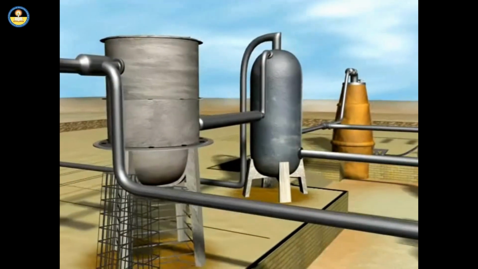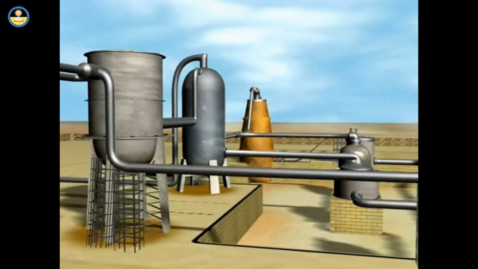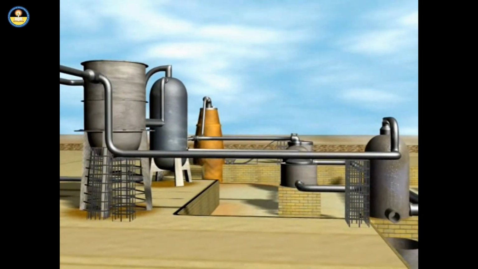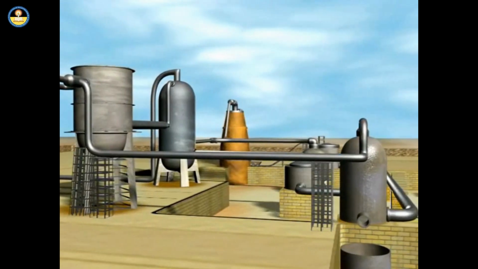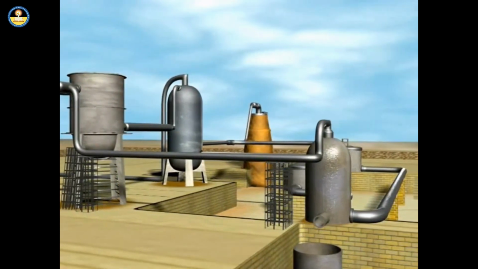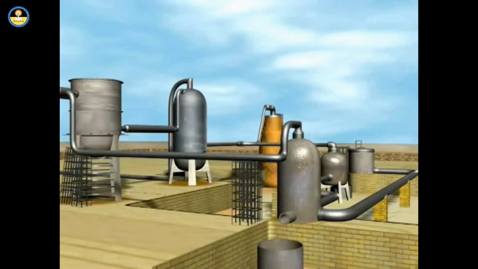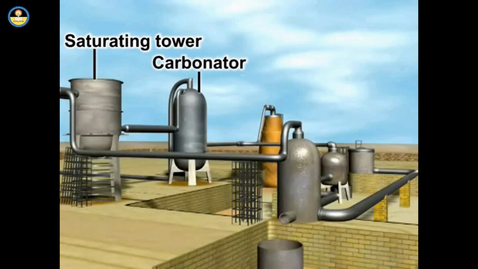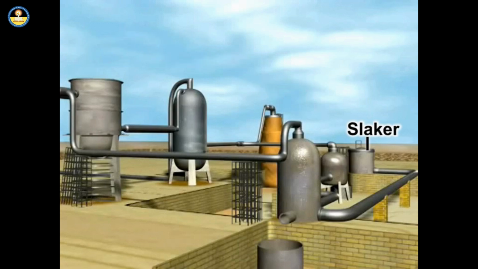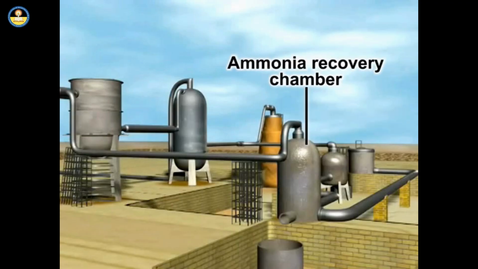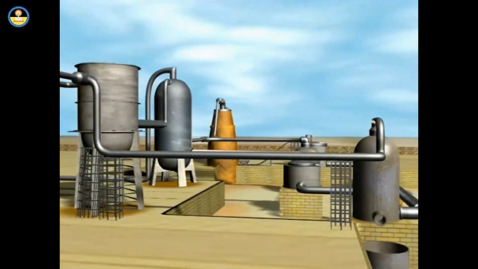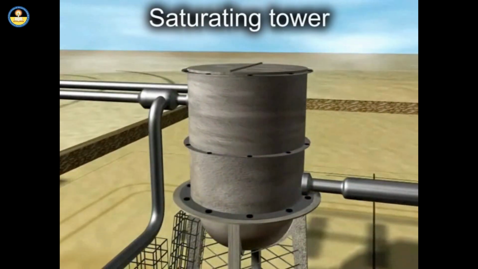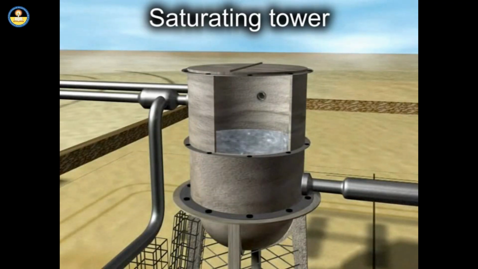The animation here shows an overview of a plant where washing soda is prepared. We will be discussing each process in detail. Beginning from left to right, we will have a look at the saturating tower, carbonator, lime kiln, slaker, drum filter, and the ammonia recovery chamber. The first one is the saturating tower, where ammoniacal brine is prepared.